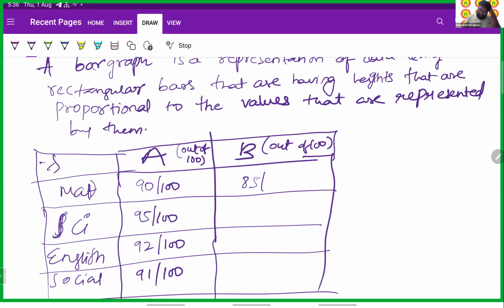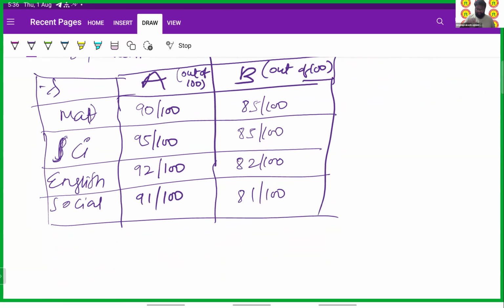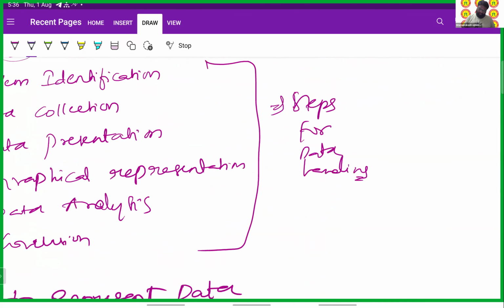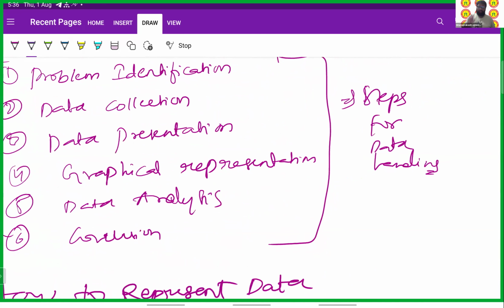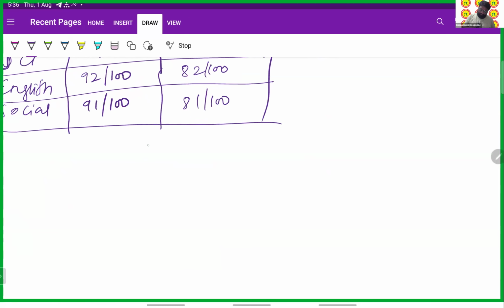So 85 out of 100 in science, and here 82 out of 100, 81 out of 100. Okay, so this is the data which I have to consider, and I have to now go for data presentation. How am I presenting data? Through a bar graph. That will be graphical representation. Now I will draw a graph.